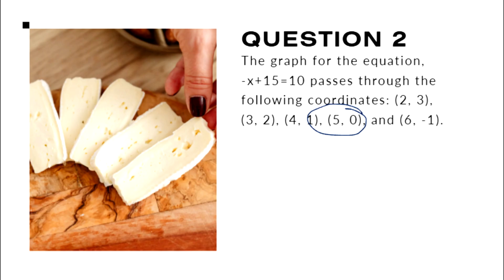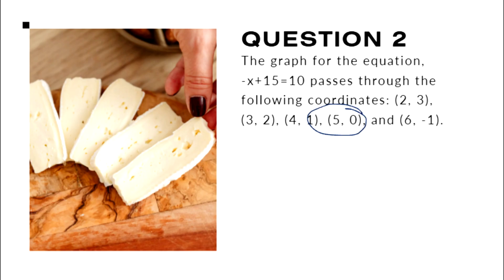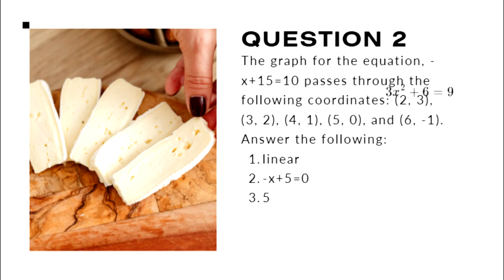So, yeah. Question 2. Look at this. Why is everything so screwed up? It was doing so well. The graph for the equation -x plus 15 equals 10 passes through the following coordinates. Didn't we just do this? Oh no, that's the answers.